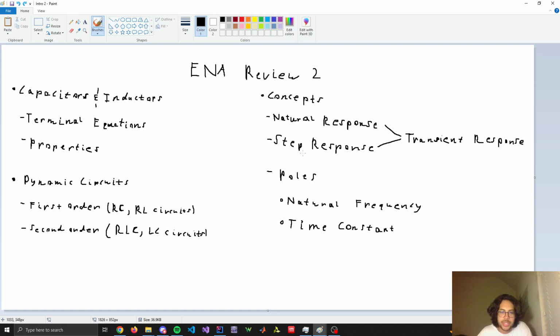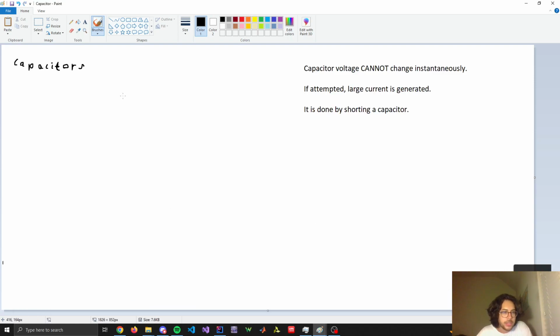And I know these all sound like the exact same thing, and they're not exactly the same thing, but they're all kind of related to each other. They all have their own definition, so I'll review those. And then I'm also going to talk about the poles of the circuit, which is directly related to the circuit's natural frequency and the time constant of the circuit. So let's get started. I'm first going to talk about capacitors.